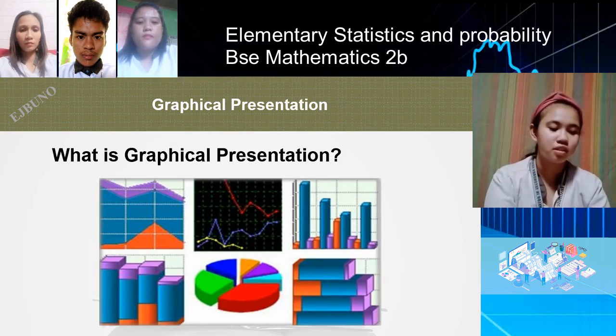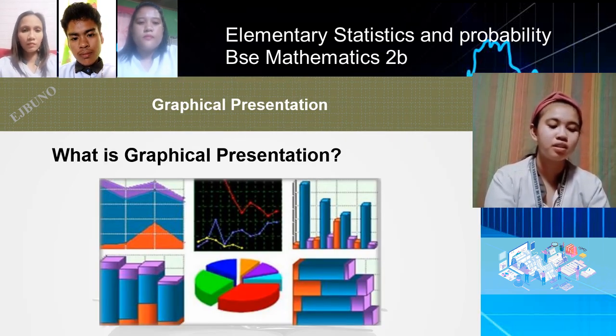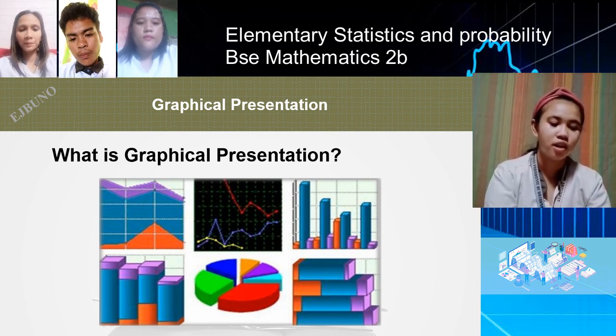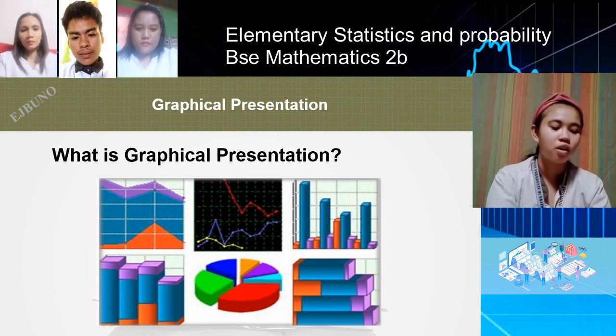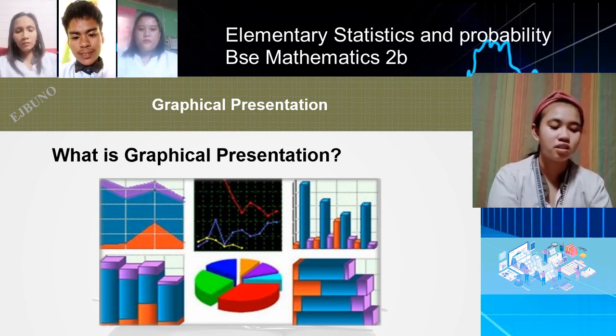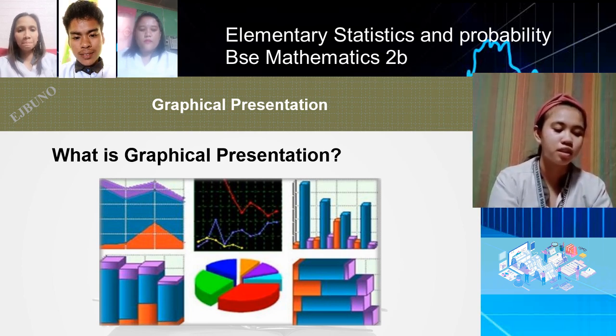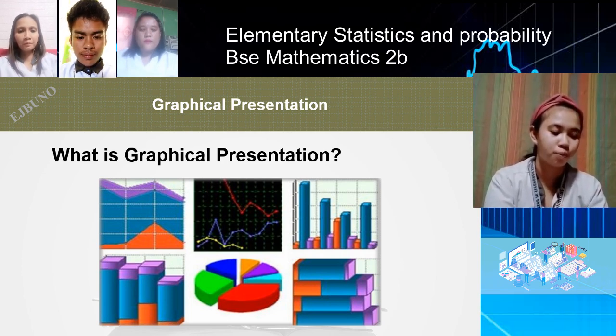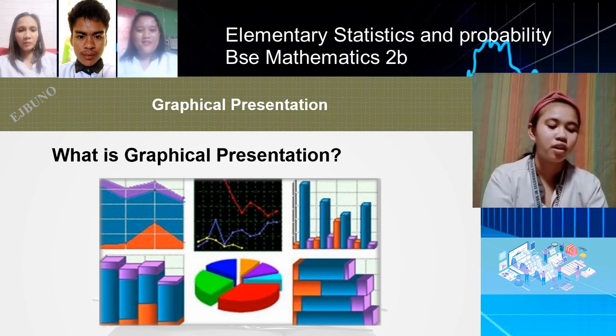Graphic presentation of data. What is graphical presentation? A graphical representation is a visual display of data and statistical results. It is more often effective than presenting data in tabular form. There are different types of graphical representation, and which is used depends on the nature of the data and the nature of the statistical results.